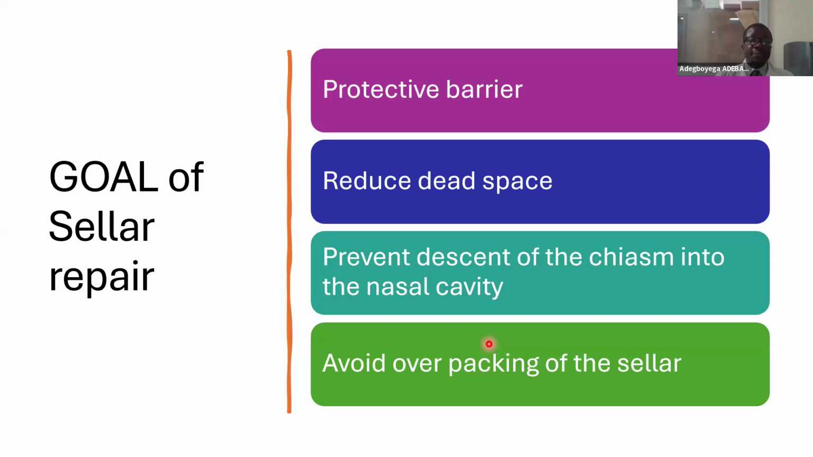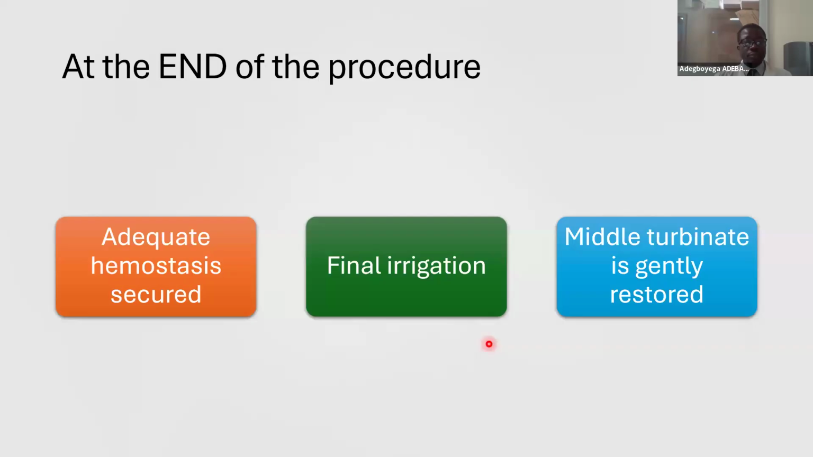the sellar floor. The goal of sellar floor repair is to afford a protective barrier against the exterior, reduce dead space, and also prevent the descent of the optic chiasm into the nasal cavity. One should avoid overpacking the sella so that one will not cause pressure on the optic chiasm and cause postoperative worsening of vision.